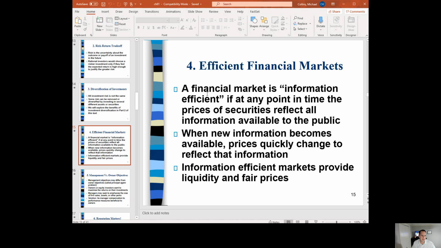Efficient financial markets. A financial market is information efficient if at any point in time prices of securities reflect all the publicly available information. When new information becomes available, prices quickly change. That's mostly true. Information efficient markets provide liquidity and fair prices.